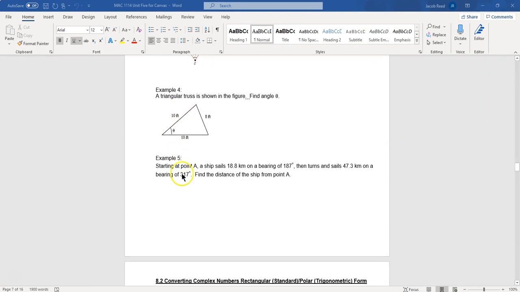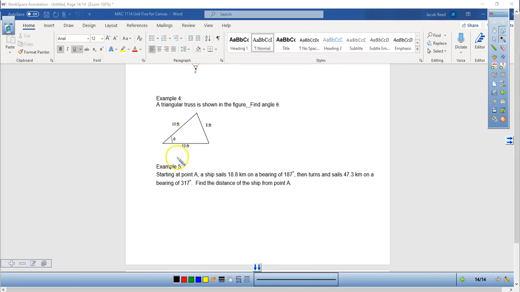Example 4, we need to know theta. We're not given any other angles, which means law of sines, yet again, is off the table. This is another law of cosines problem. I'm going to label this as A, this one is B, this one is C. So I need to find angle A, which means I'm going to use this formula.